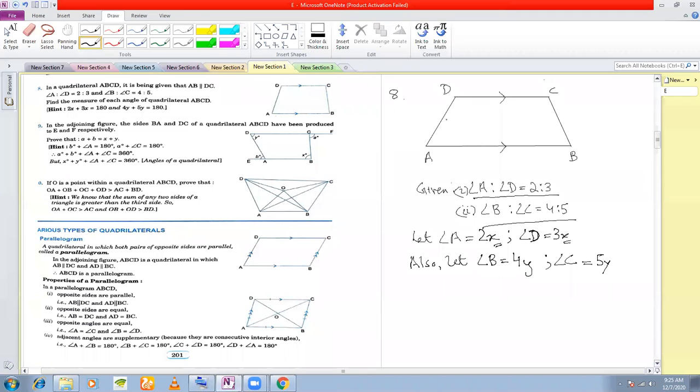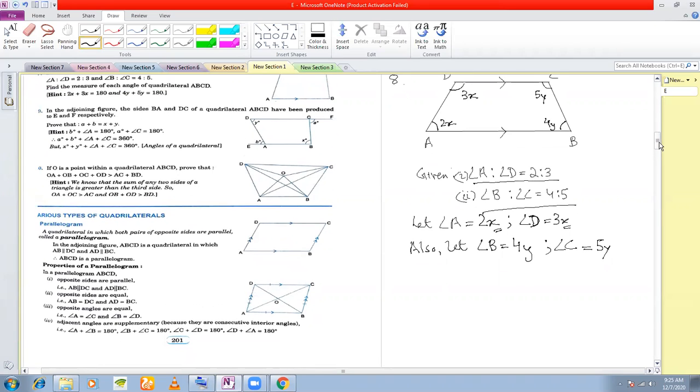So let us write it in the figure. We have got angle A as 2x, angle D as 3x, angle B as 4y, and angle C as 5y. These are the angles that we have got.